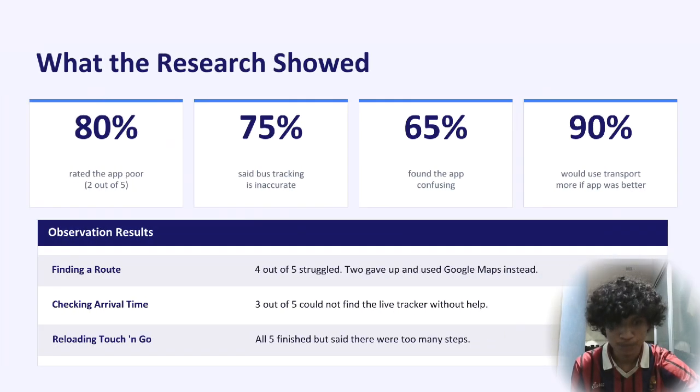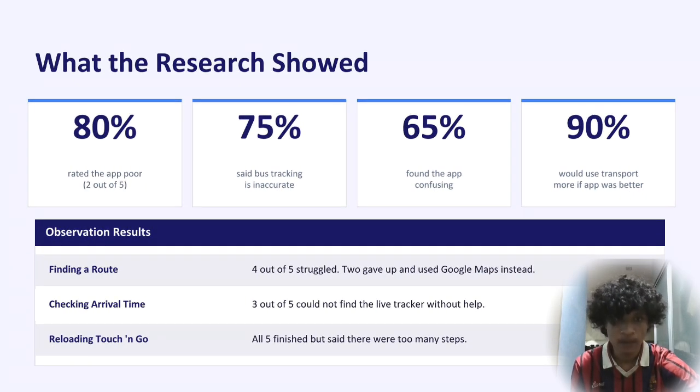Lastly, what the research showed. The questionnaire showed 80% rated the app poorly, 75% said tracking is inaccurate, and 65% found the layout confusing. 90% said they would use public transport if the app were more accurate. From the observation, most participants had trouble finding routes and locating the live tracker. They also felt that the Touch 'n Go reload process required too many steps. Thank you.